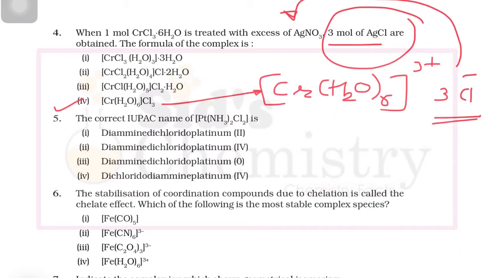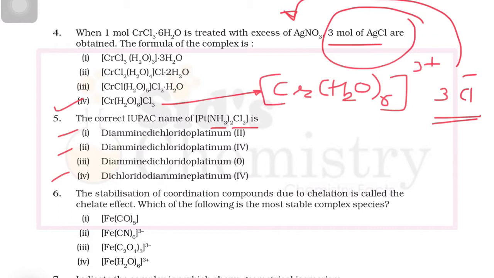Now coming to question number 5. The correct IUPAC name of Pt(NH3)2Cl2 is, we have to arrange the ligands first in alphabetical order, and therefore we have to say diammine dichlorido, they are the ligands present in this complex. Diammine dichlorido is available in 3 options, 1, 2 and 3, where it is written like diammine dichlorido.